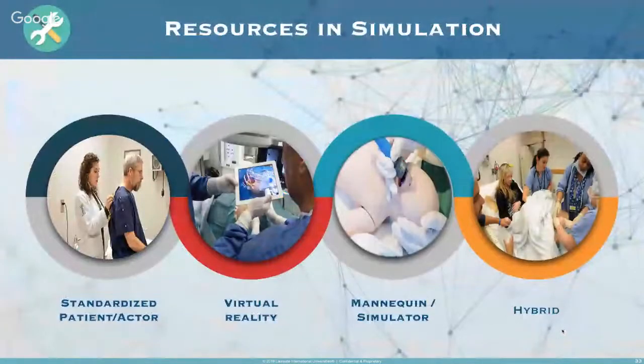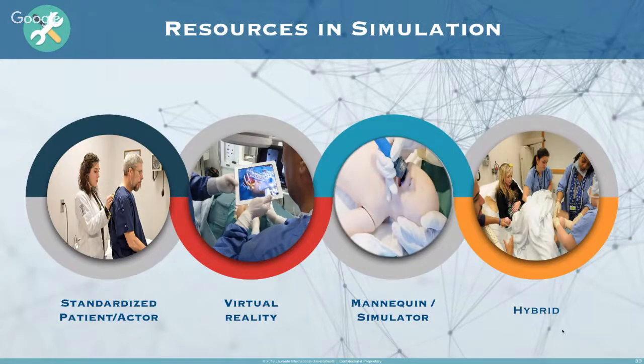When we design a simulation experience, we need to have in mind that we can use 4 different resources. Standardized patient interactors will perform the role of patients, clients, or anyone who will be attended by the students. Virtual reality with haptic devices or virtual patients, mannequins, or hybrid scenarios that gather actors and mannequins together. Again, here, the resources will be selected based on the learning objectives.